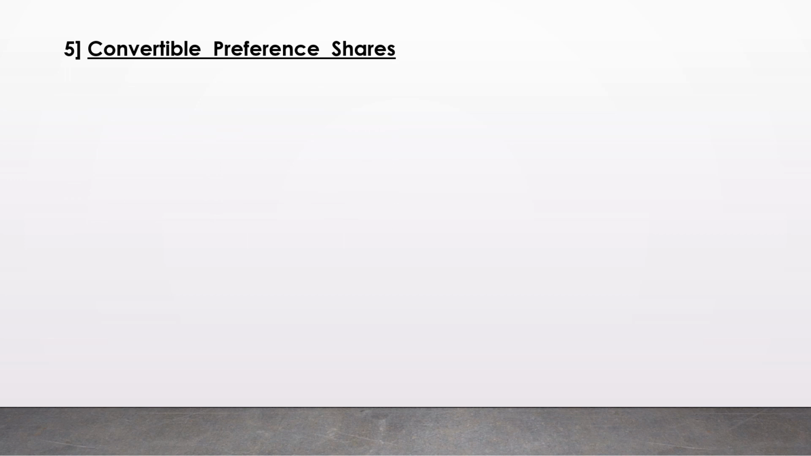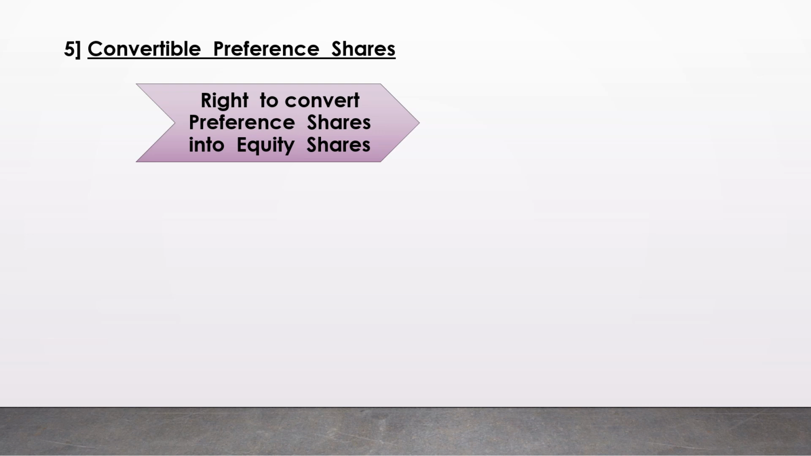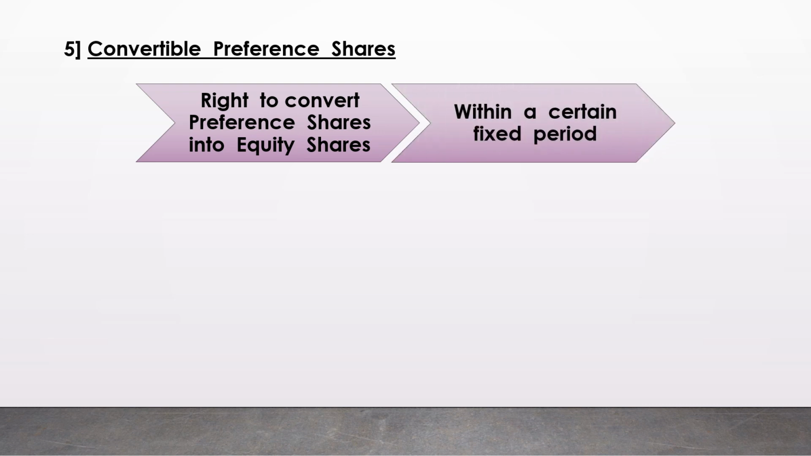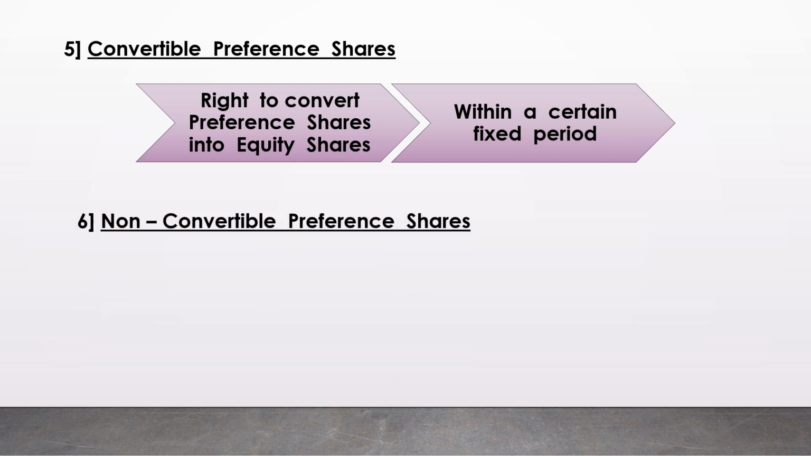Let us now move towards the fifth type of preference shares, which is convertible preference shares. Convertible preference shares are those shares which enjoy the right to convert their preference shares into equity shares, which means that they do not remain as preference shares. In the near future, they get converted into equity shares. This conversion usually takes place within a certain fixed period of time. So the company provides a provision, a rule to these preference shareholders that in future they can convert their preference shares into equity shares.